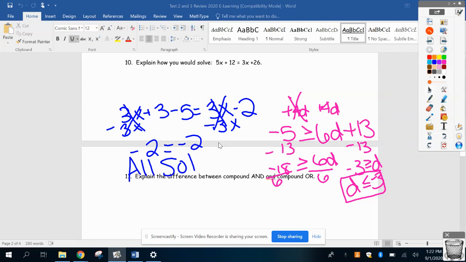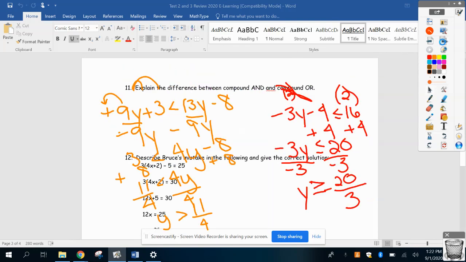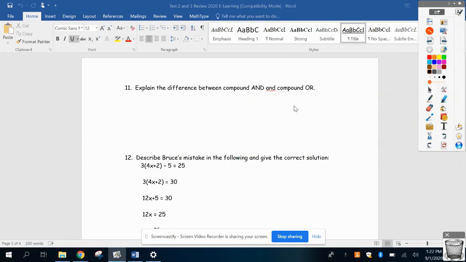Okay, so heading down here, describing the difference between compound and and compound or. Again, you'd be writing something about how compound and is where we have both of them, where they're overlapping. Compound or is we're just looking for anywhere one of them is happening.